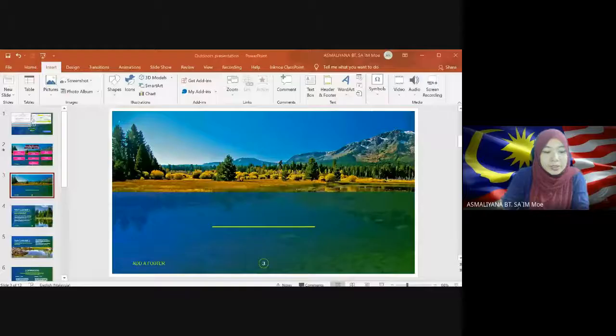Wait. Okay, so I'll show you a window. Tak keluar pula. Nampak tak? Sekejap.